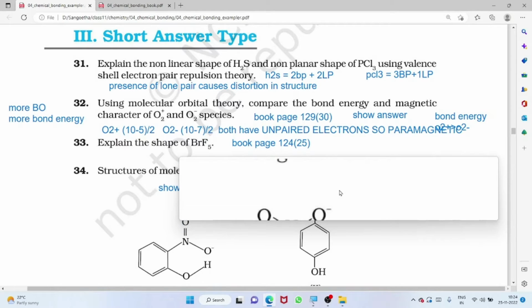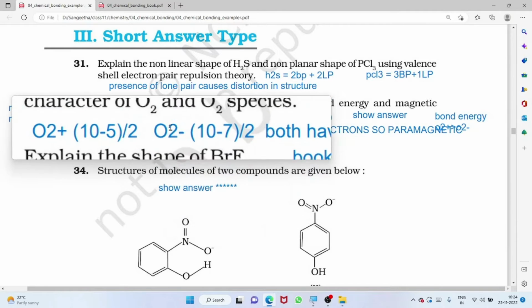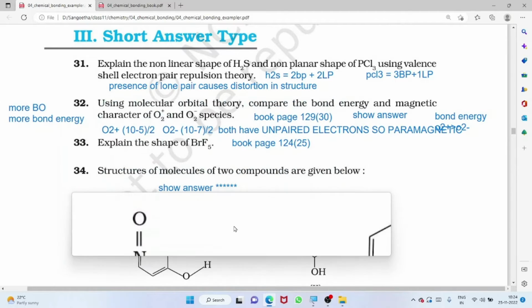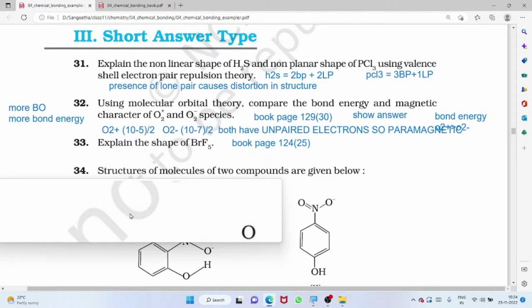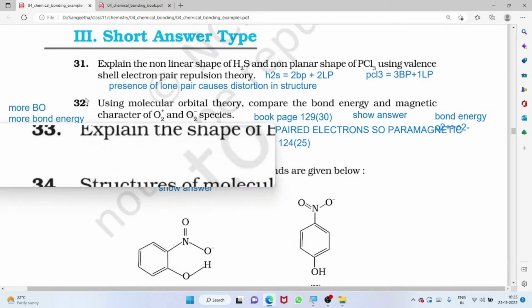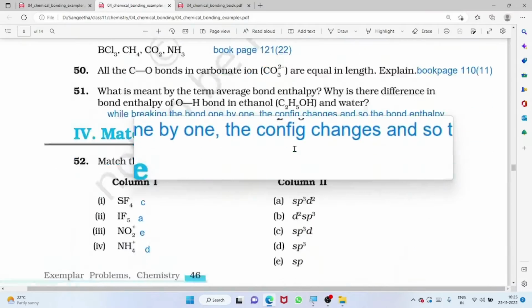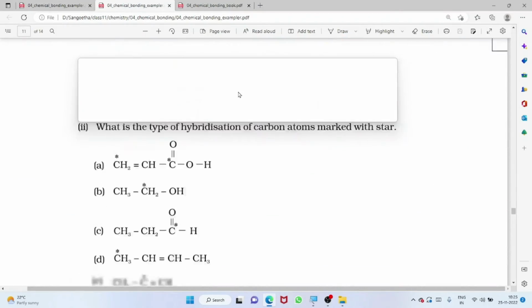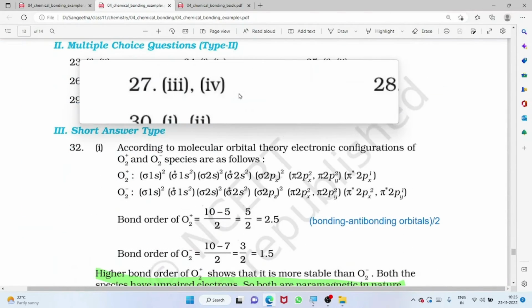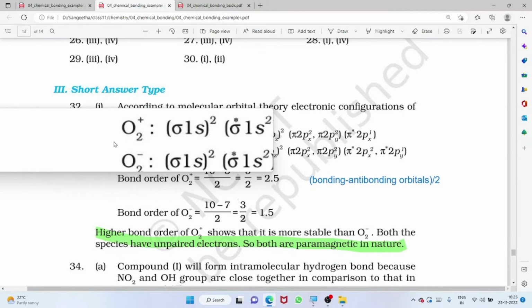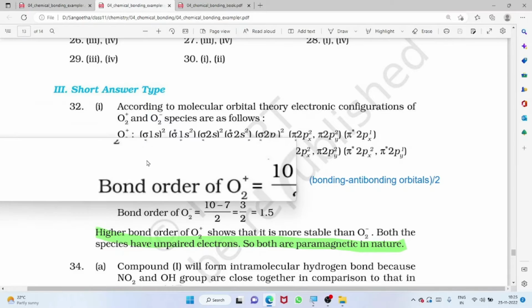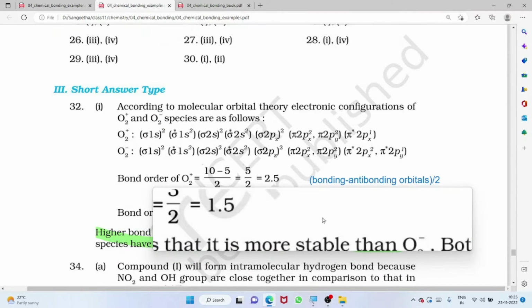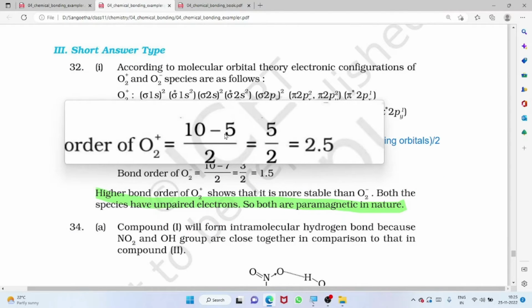Using the molecular orbital theory, compare the bond energy and the magnetic character of the O2 plus and O2 minus ions. Here, the more the bond order, the more the bond energy. I already showed you how to draw the molecular orbital diagram and also how to compute the bond order. So this is the molecular orbital configuration for O2 plus and O2 minus. That is also given in the book. Then you have to compute the bond order, which is bonding electrons minus anti-bonding electrons.